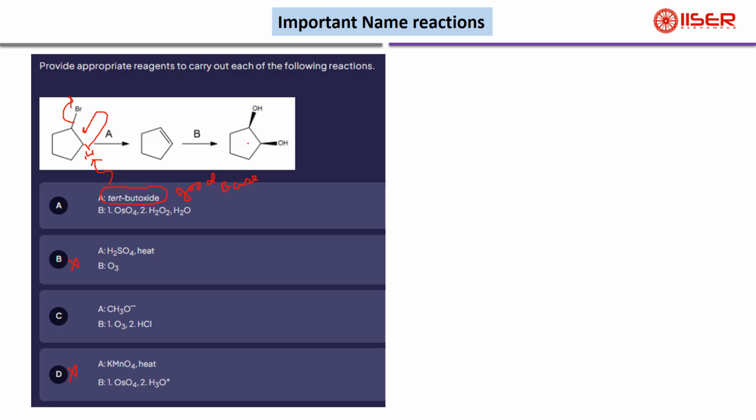After that it undergoes a dihydroxylation. So obviously the osmium tetroxide. So this undergoes the osmium tetroxide dihydroxylation. So the correct option is option A.